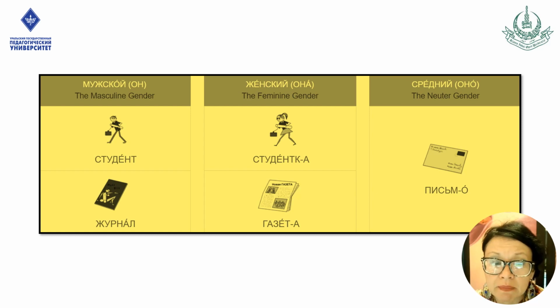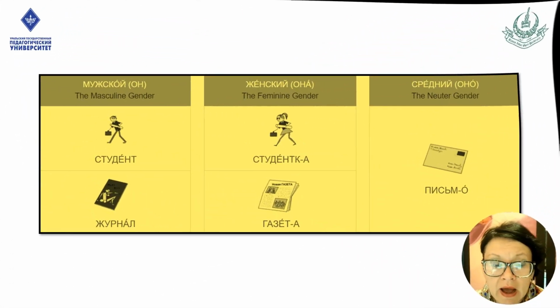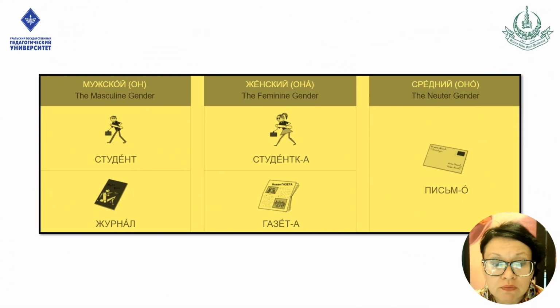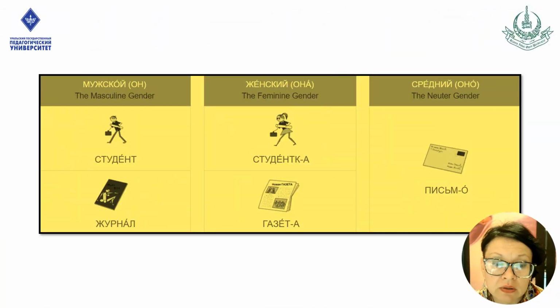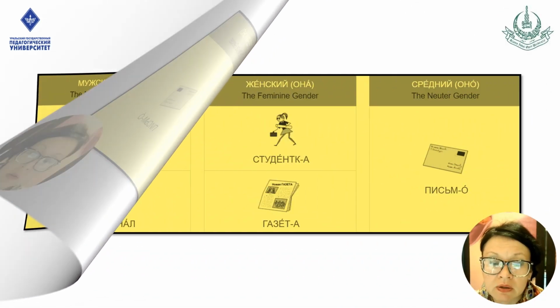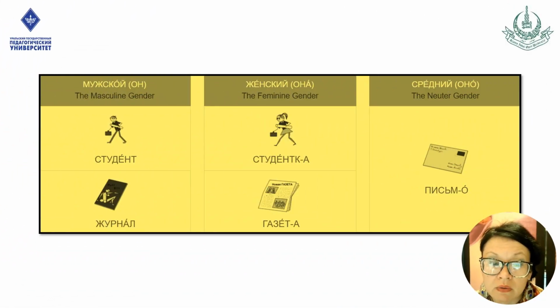So let us have a picture of pronouns. Here we have a personal pronoun он, the masculine gender. Студент, журнал. I ask you to watch the ending letters. The endings are consonants, т and л, and these are typical endings of masculine gender.